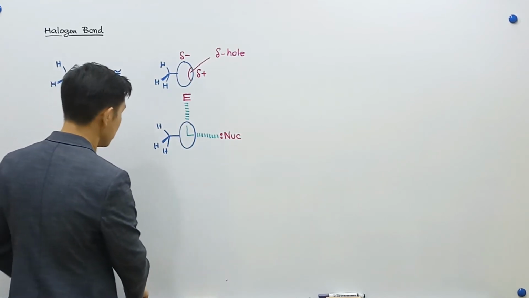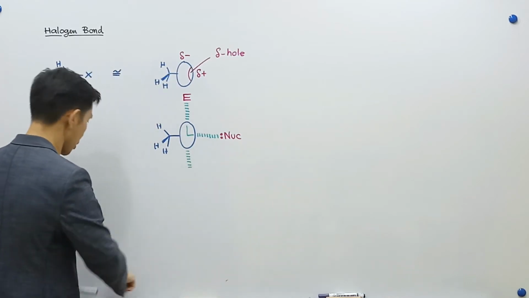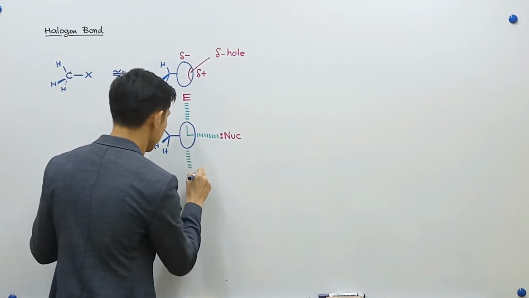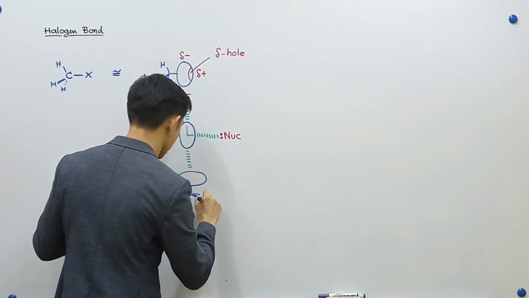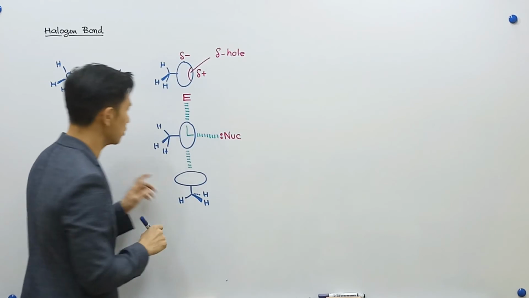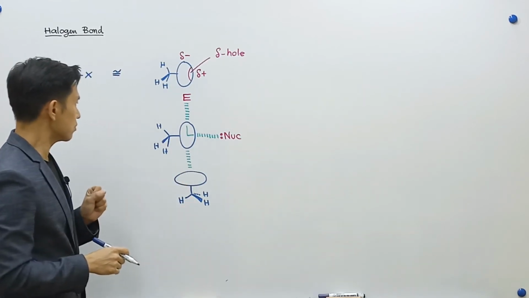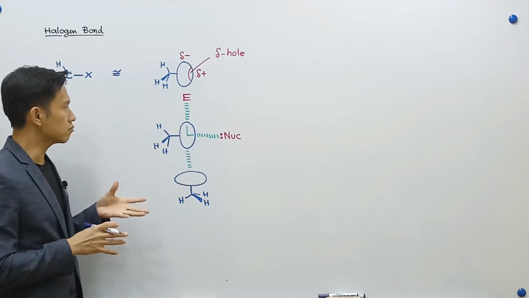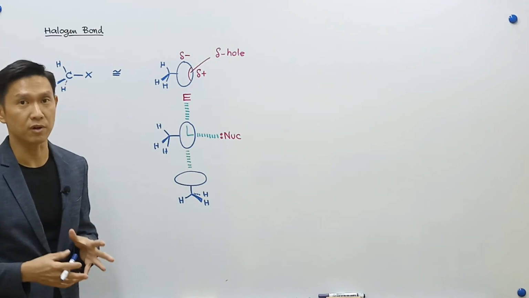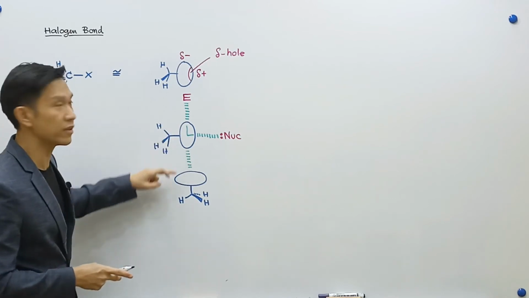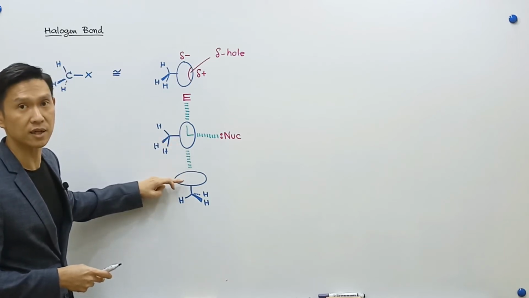So you can have electrostatic interaction with the halogen of the next halomethane molecule through the sigma hole. Okay. So this is the general picture of a halogen bond. A halogen bond can be halogen with halogen, but they have to stay perpendicular to each other.